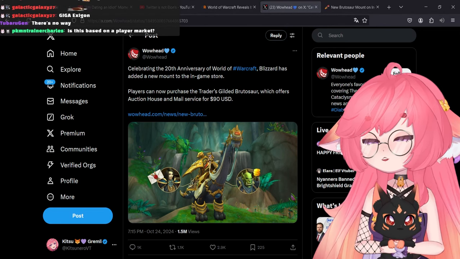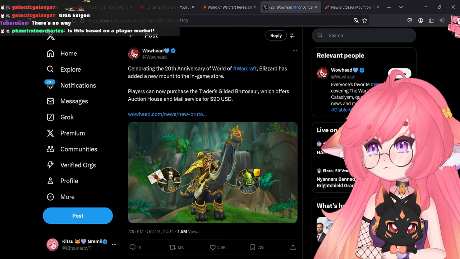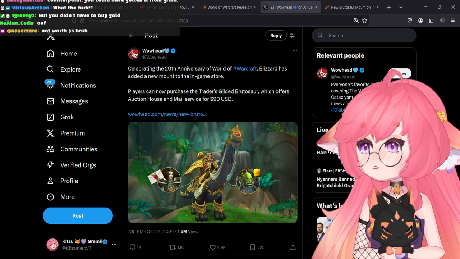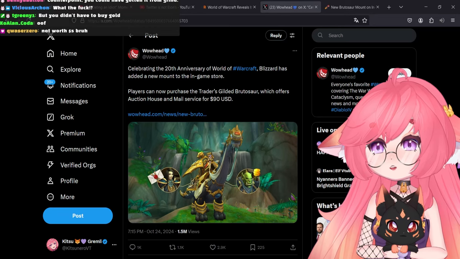Is this based on the player market? Mainly, yes. Mainly it is. But if you didn't have to buy the gold... That is true. You did not have to buy the gold.